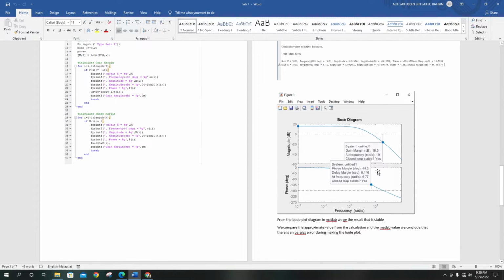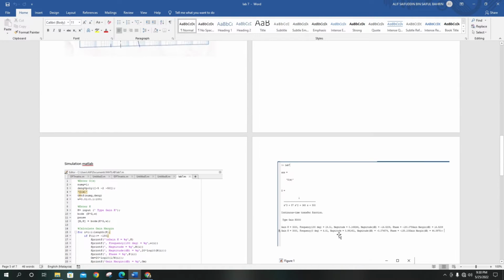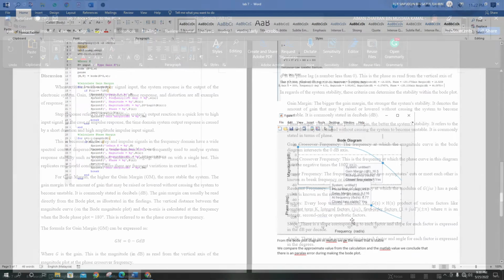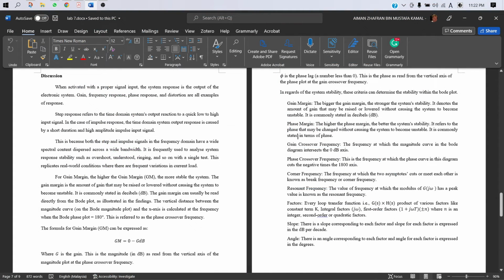Both parts have stated yes, which is stable. So we have compared the approximate value from the calculation and the value from MATLAB, and we conclude that there is a parallax error during making the Bode plot, because there is a big gap between the value from MATLAB and the calculation. Thank you.